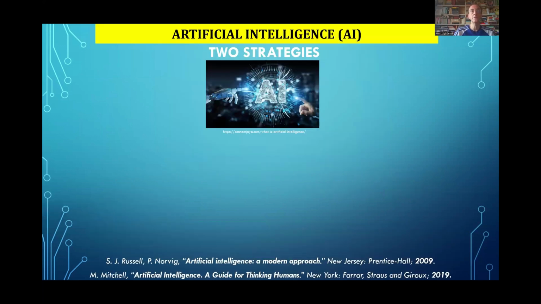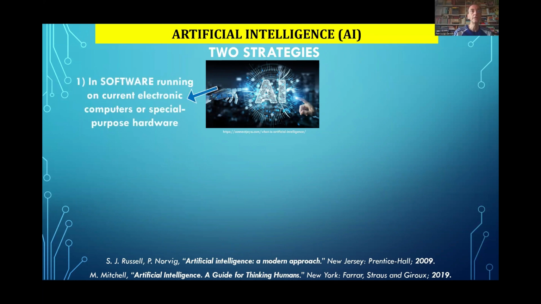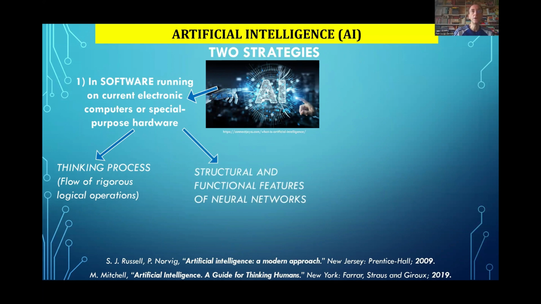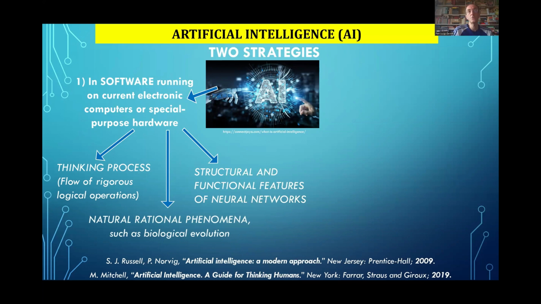Traditionally, artificial intelligence is developed through two strategies. One relies on software running on current electronic computers or special-purpose hardware. Such software either reproduces the human thinking process, when it is a flow of rigorous logical operations, or it mimics some structural and functional features of neural networks to learn how to perform tasks from data, or it mimics some other natural rational phenomena, for instance, biological evolution, in the well-known evolutionary algorithms.